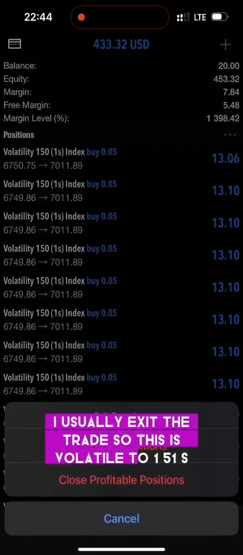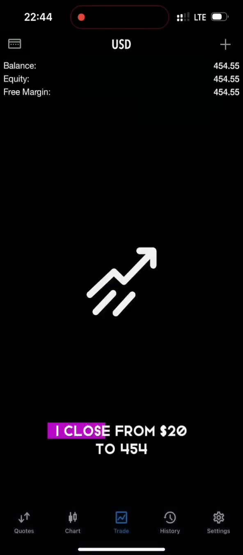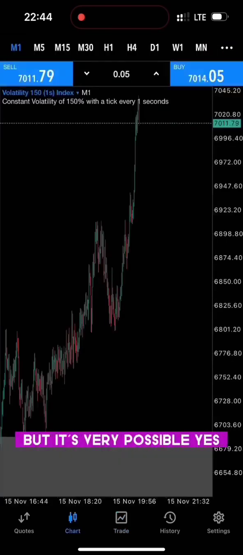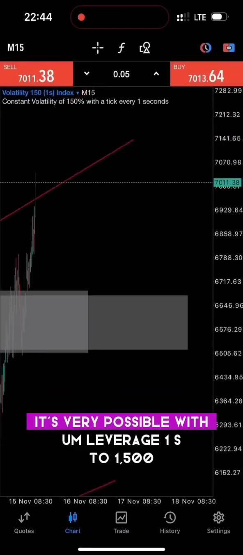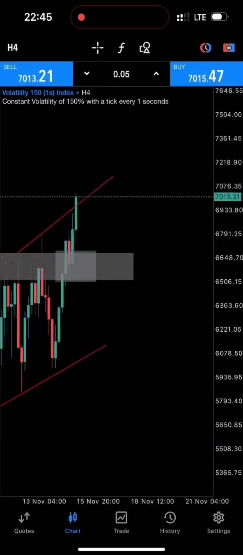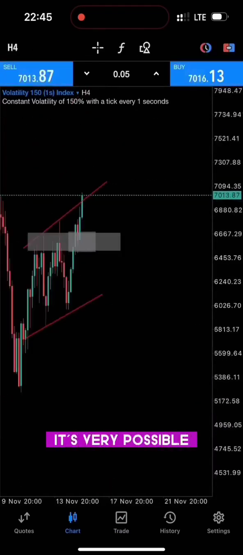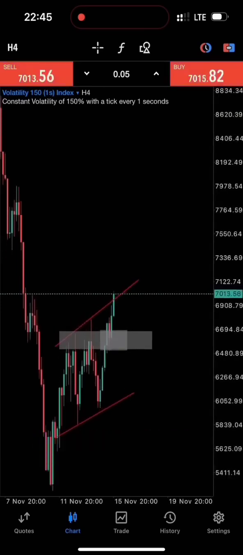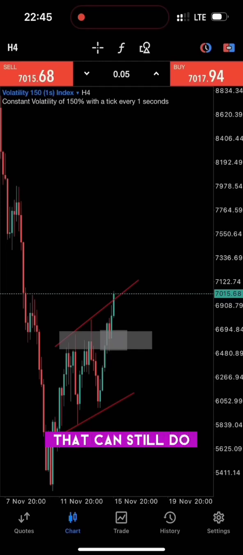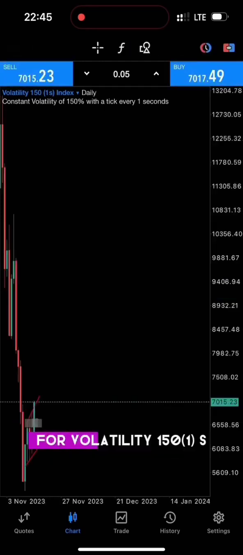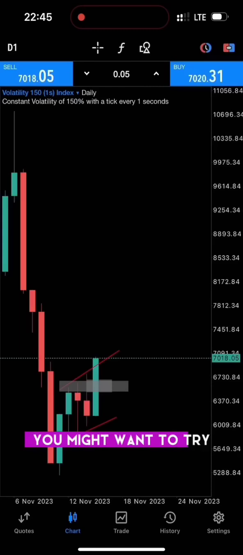So this is Volatility 150. I closed from $20 to 454. It seems like it's impossible, but it's very possible. Yes, it's very possible with leverage 1 is to 1,500. Even 1 is to 1,000 can still do it, because it accumulates a lot of lots. Volatility 150, you might want to try.